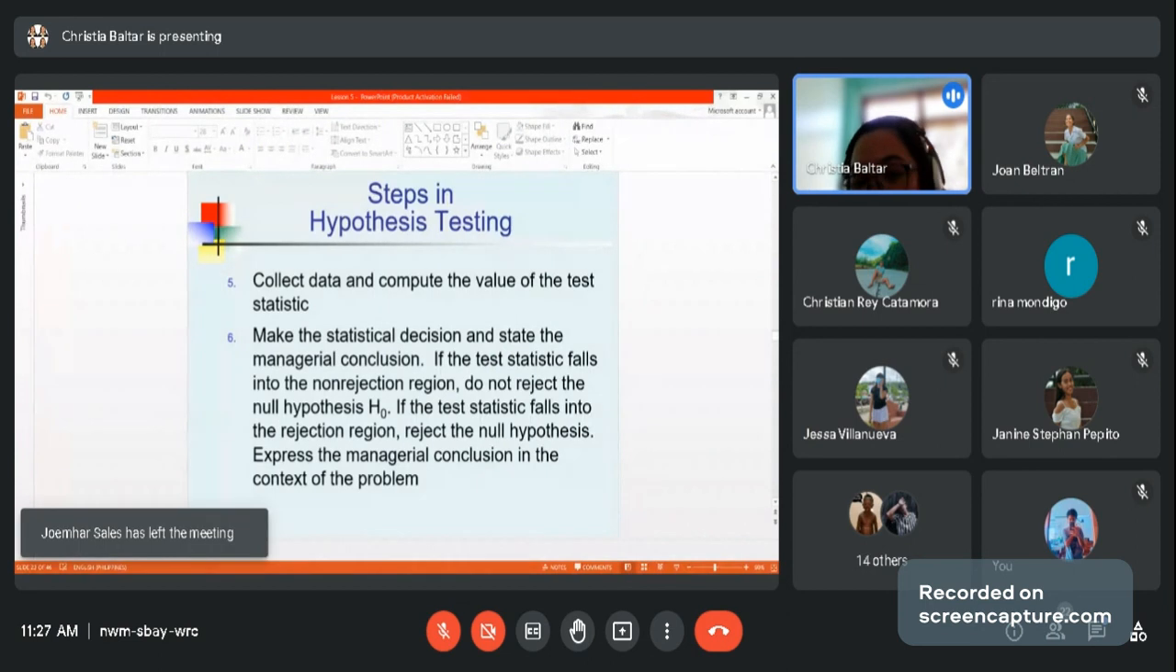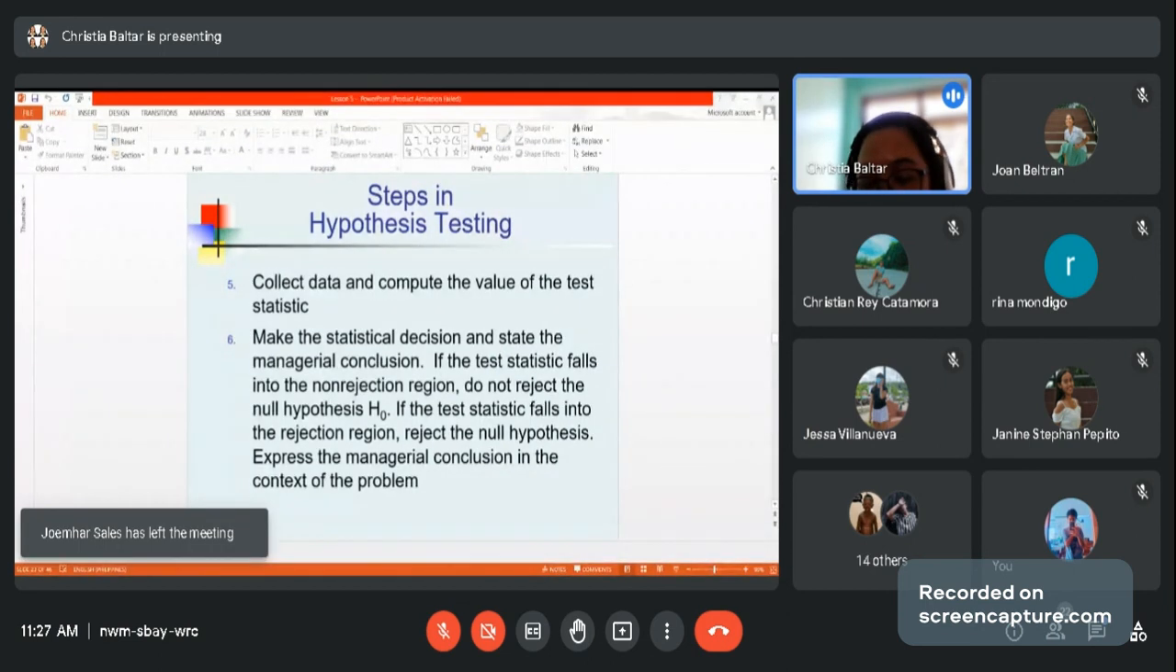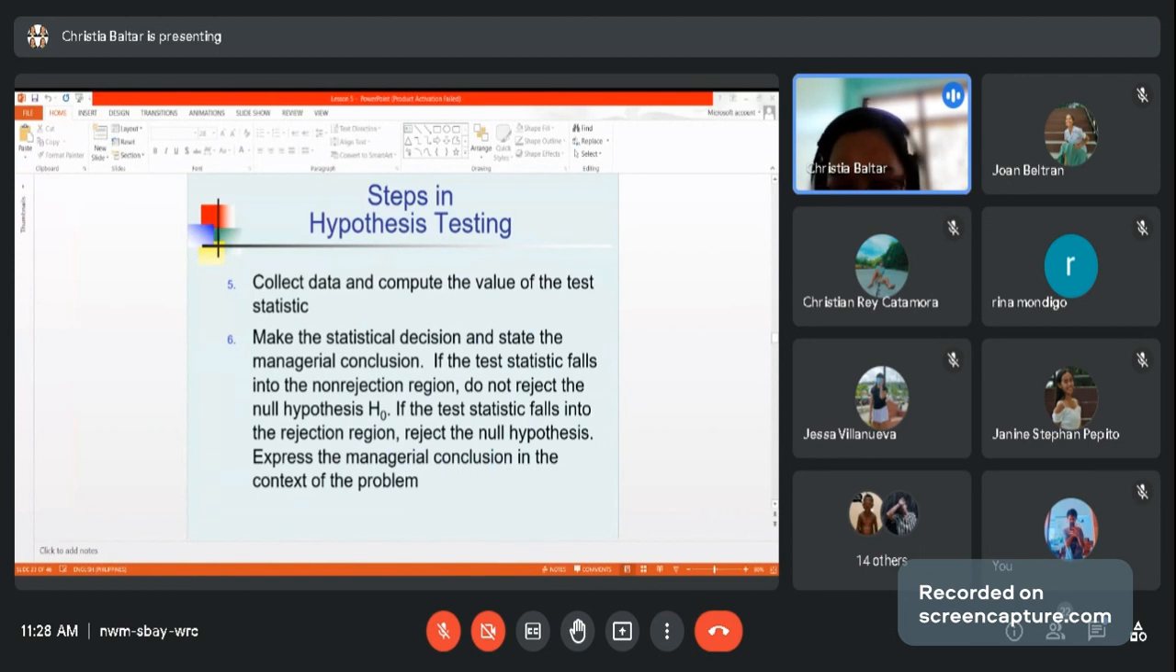Meaning, you have to determine the data given in the problem, and then calculate. If it is a z-test, you use the formula for z. If it is a t-test, you use the formula for t.